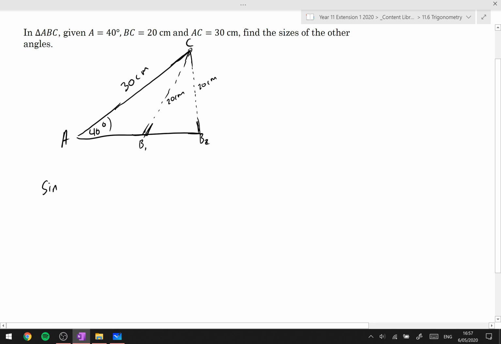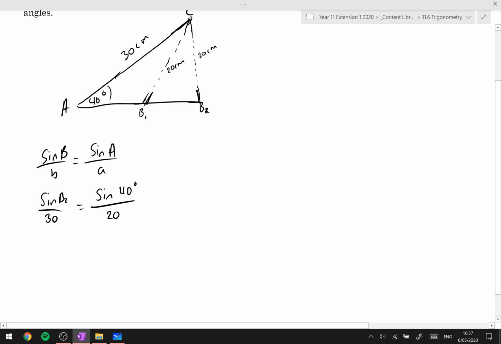So we're going to go sine B over b is equal to sine A over a. Now let's substitute some values in. Well, I don't know what B is yet, so I'm going to put B2 in, but I know what little b is. Little b is equal to 30. And that's equal to sine of A, which is 40 degrees, over 20. Now to rearrange this, what we're going to do is multiply both sides by 30, leaving sine of B2 on the left.